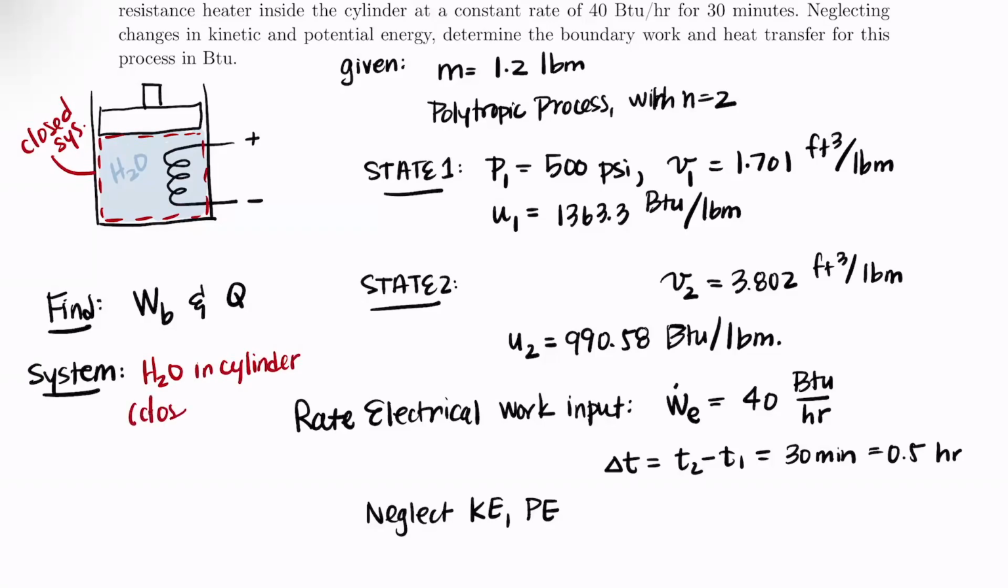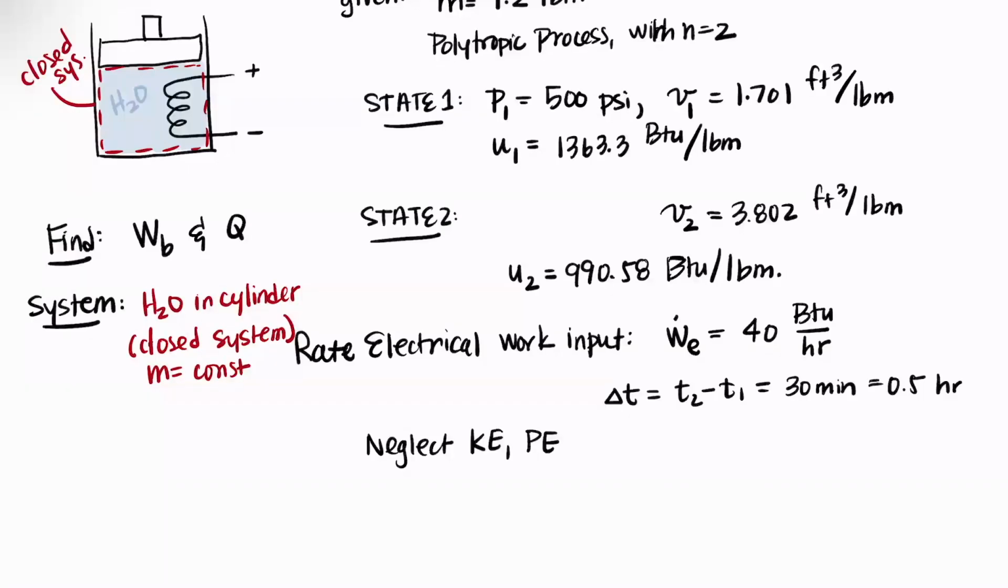This is a closed system, which means that M is a constant. Okay. Is this an expansion or compression process? I heard expansion. Yeah, great. You guys are quicker than I can write, but that's good.